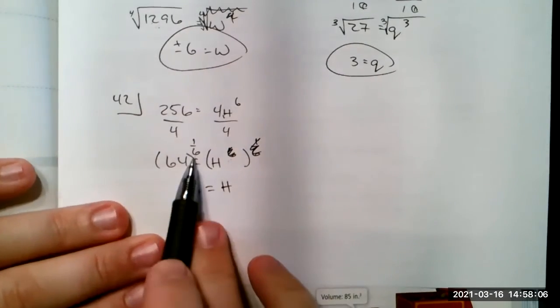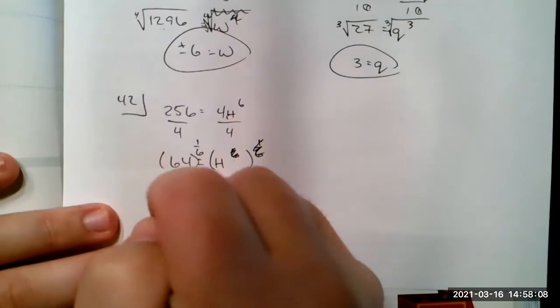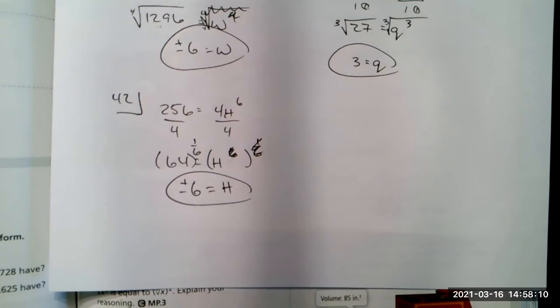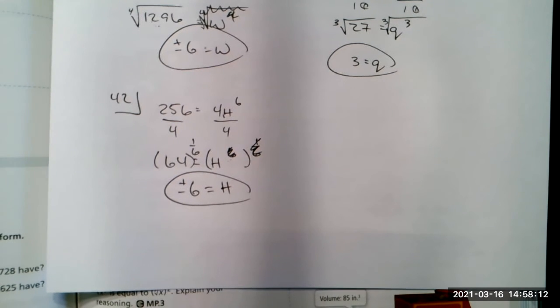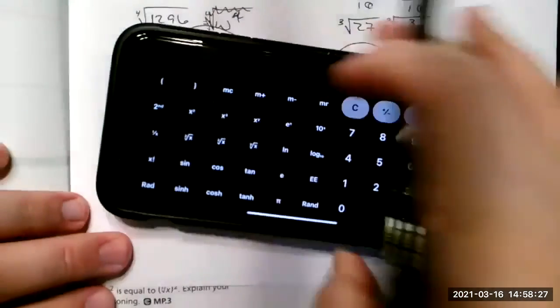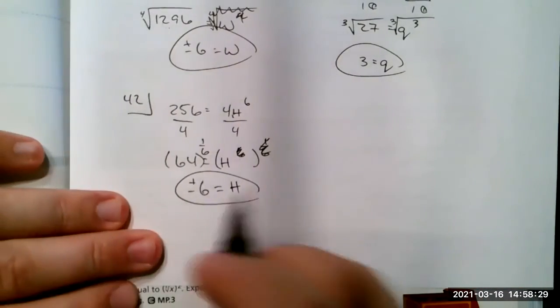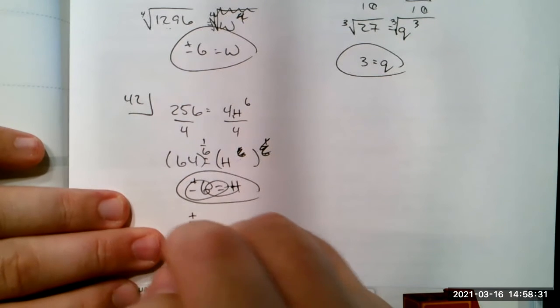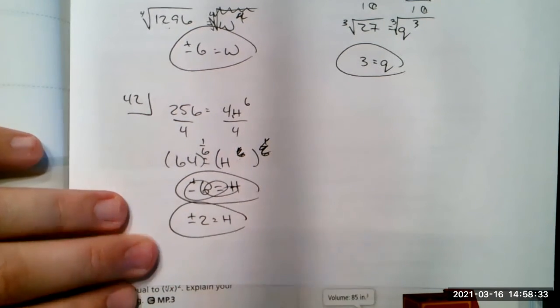Because this is the 6th root, that's an even number, so I've got to include the positive and the negative versions of that number. I have no clue why I wrote plus or minus 6. I just got 2. So let's try that again. Plus or minus 2 equals h.